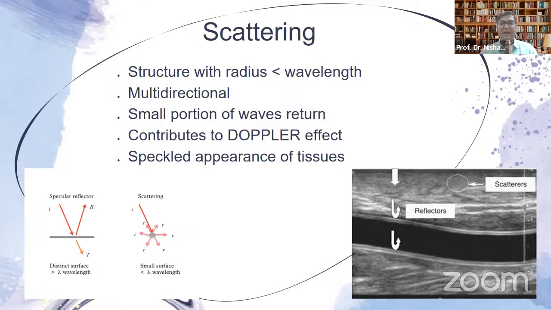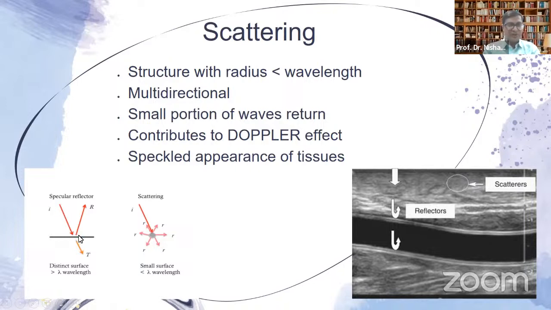That means that scattering occurs in different directions, and only a small portion of waves return. However, this is useful to us because it also contributes to the Doppler effect, and it causes a speckled appearance of tissue. Because of the scattering, it shows the Doppler effect, and it is helpful in recognizing the movement of fluids, right? So we have the scatterers in the fat, and the tissue planes are usually reflectors, so you get a sharp image. And because this is fluid, it appears black, and when we put color, we see the Doppler, because of the scattering.